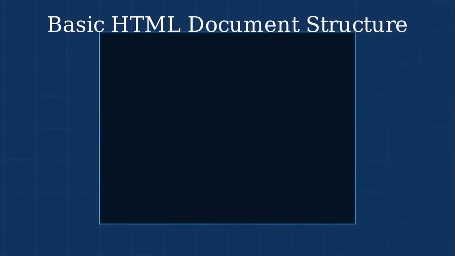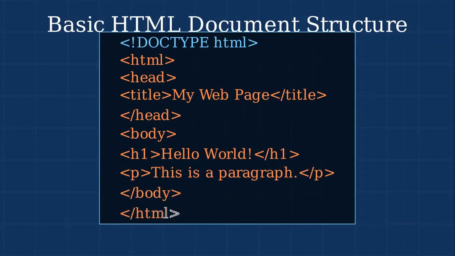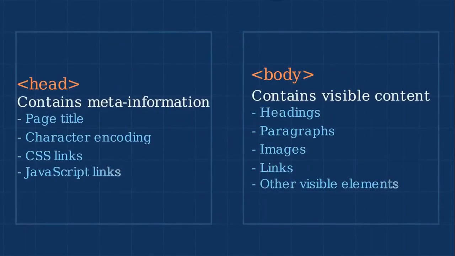Let's look at a basic HTML document structure. An HTML document starts with a doctype declaration, followed by html, head, and body tags. The head section contains meta information about the document, while the body contains the visible content.